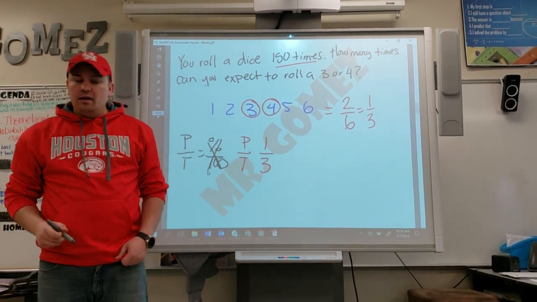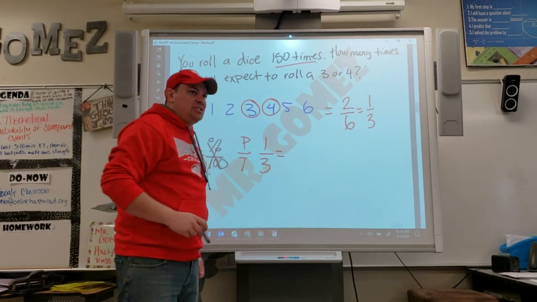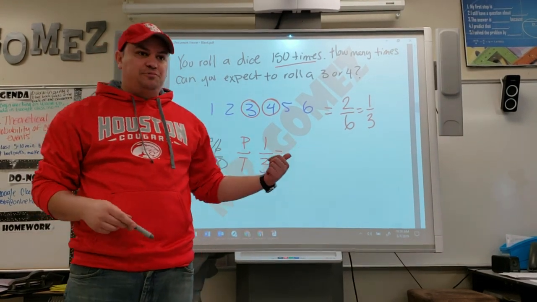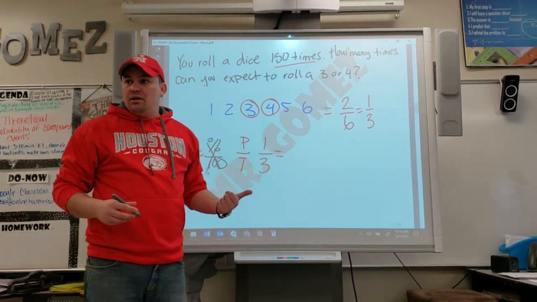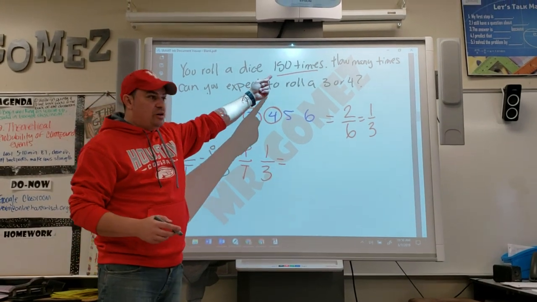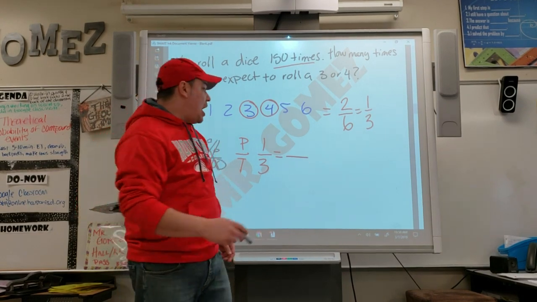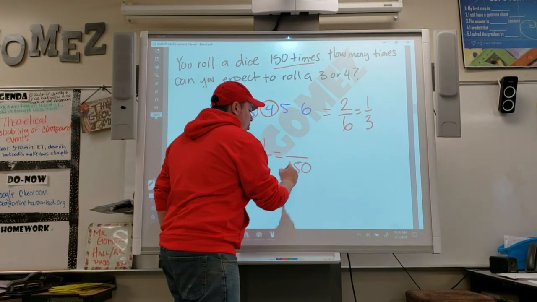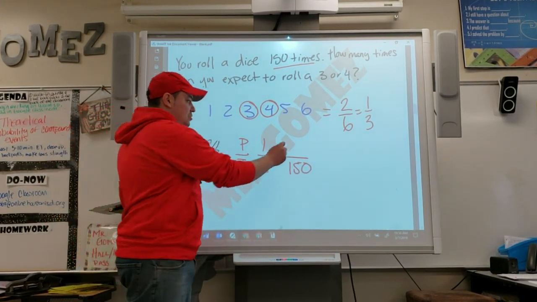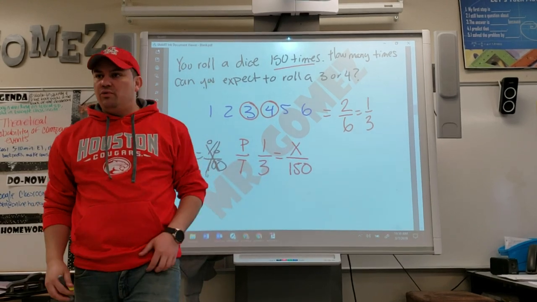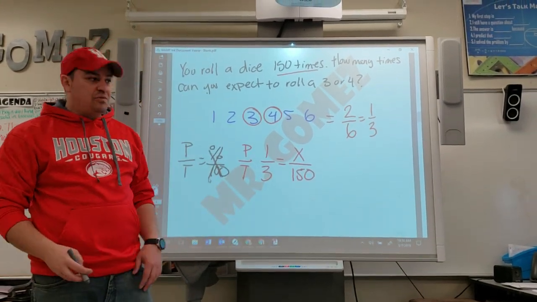Everybody agree? Now, how many times am I doing the experiment? Do I have to do the experiment? No. Yes. How many times? 150. So do you think that's going to go on top or bottom? Bottom. On the bottom. What do we put on the unknown? X. Whatever variable you want to use, usually we use X. It doesn't necessarily have to be that.